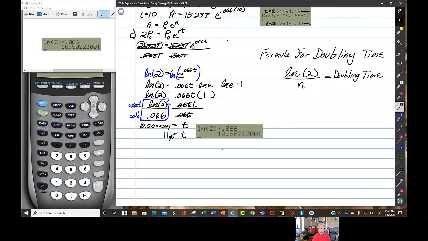R written as a decimal. R is always written as a decimal when you try to calculate with it, except for the very last problem. It's nice to be inconsistent sometimes.